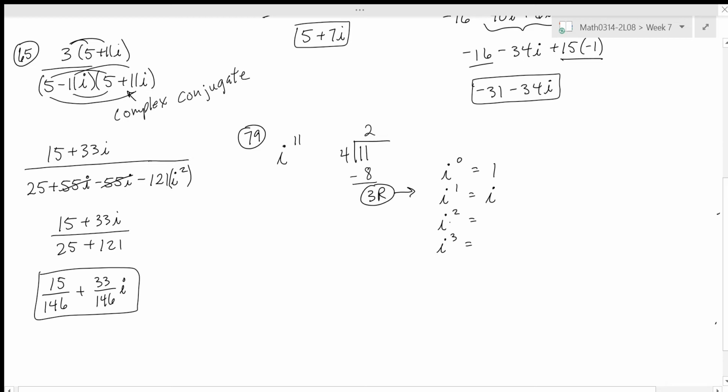What about i squared? We covered that earlier, right? i squared is negative 1, and i to the third is negative i. Then if you go to i to the fourth, the pattern repeats. So i to the fourth would be 1, i to the fifth would be i, i to the sixth would be negative 1, i to the seventh would be negative i. After the third power, the pattern repeats.